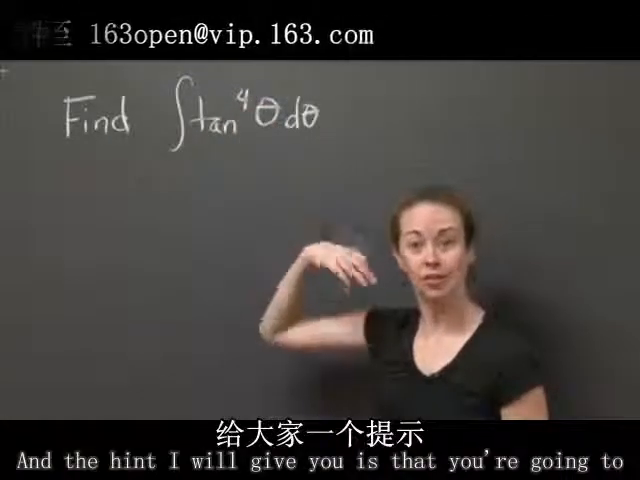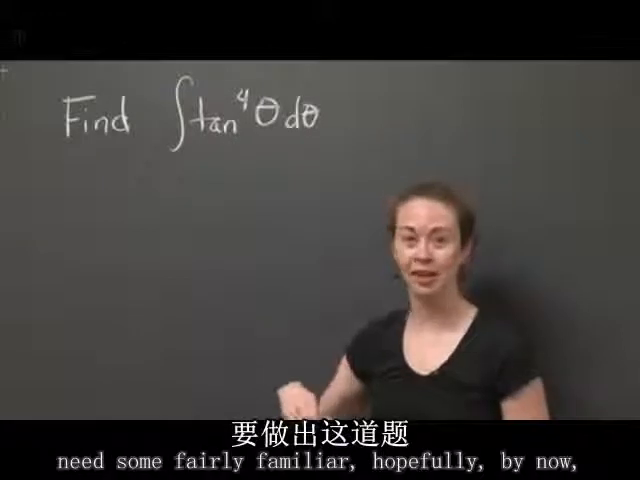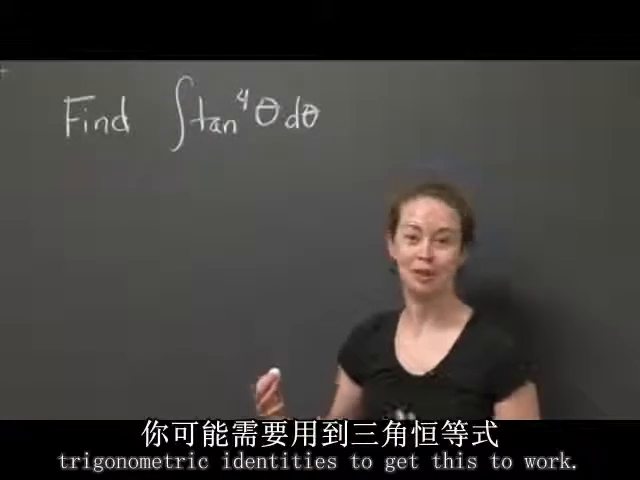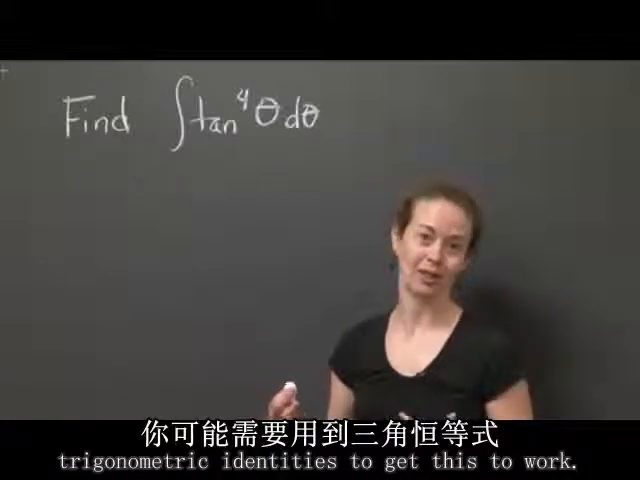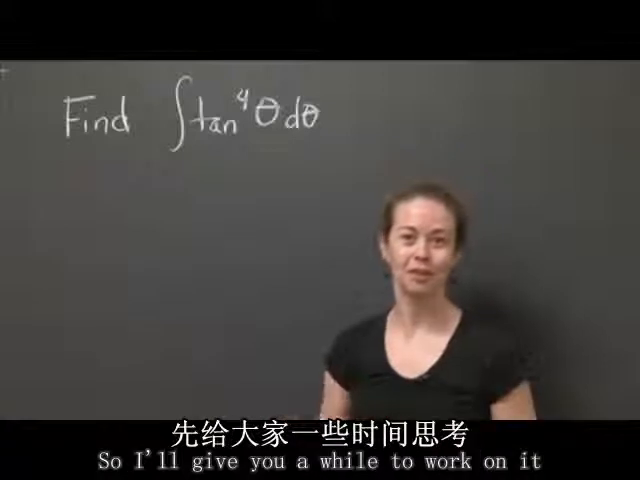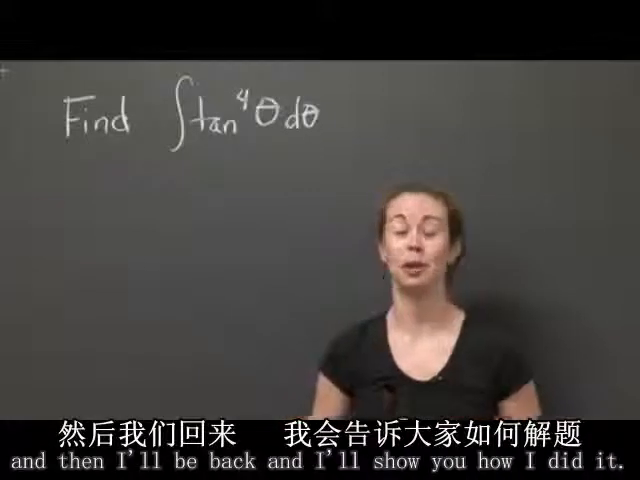And the hint I will give you is that you're going to need some fairly familiar, hopefully by now, trigonometric identities to get this to work. And then you will need some other strategies that you've also been developing. So I'll give you a while to work on it, and then I'll be back and I'll show you how I did it.